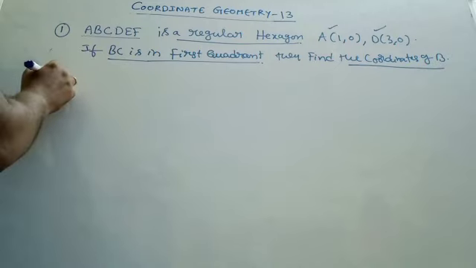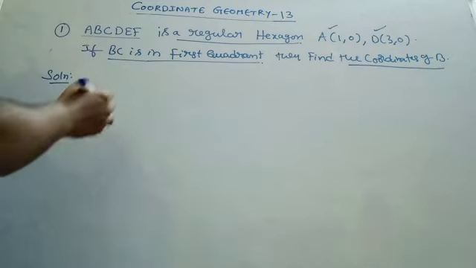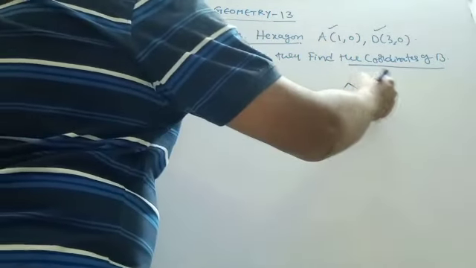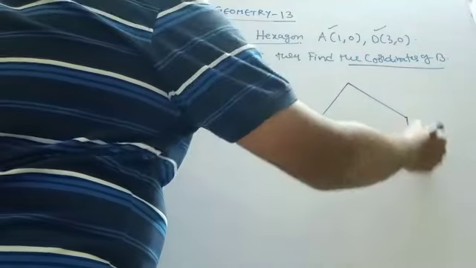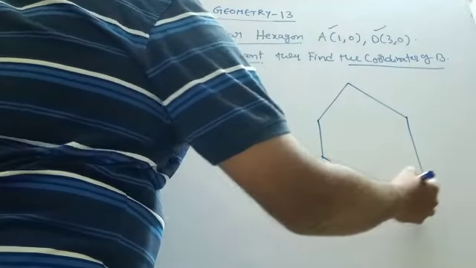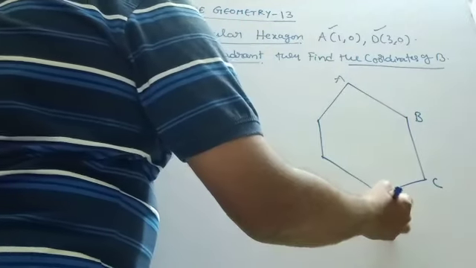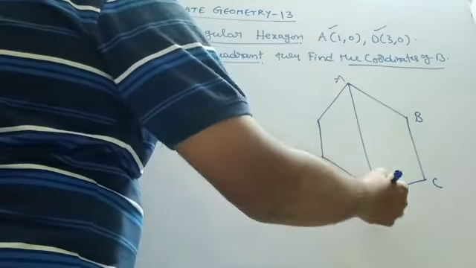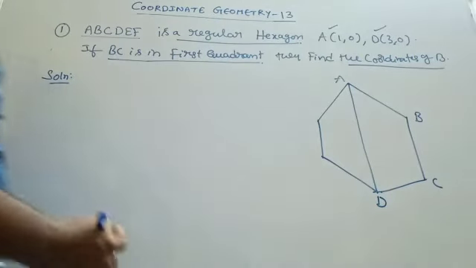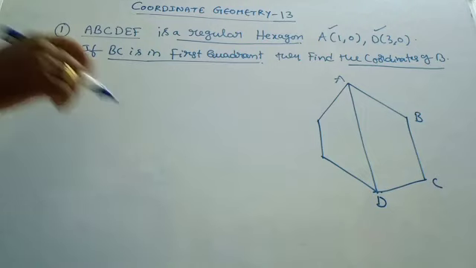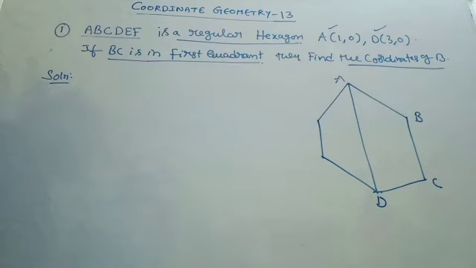How are we going to do that? You see, this is a regular hexagon. The shape of a regular hexagon is like this. You have something like A, B, C, D like this, and BC is lying in the first quadrant, they mentioned. That means the x coordinate and y coordinate of B are both positive, because in the first quadrant they are positive.